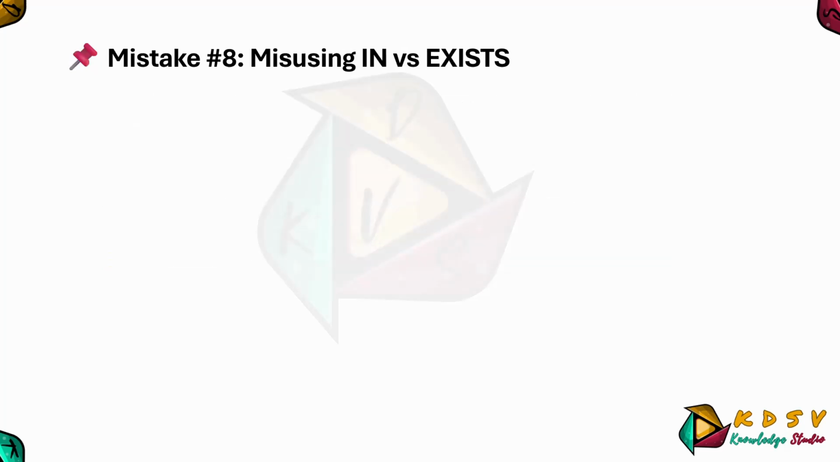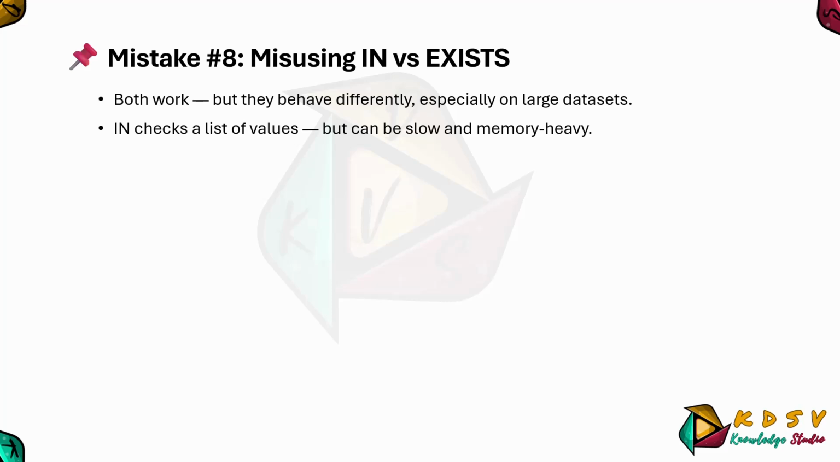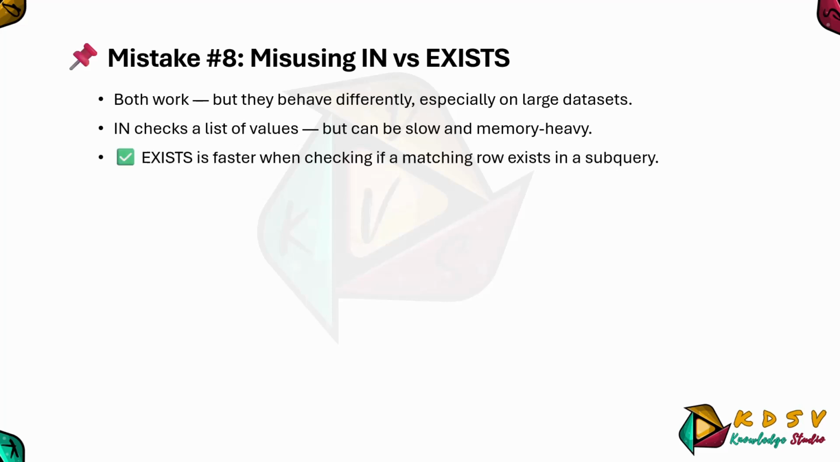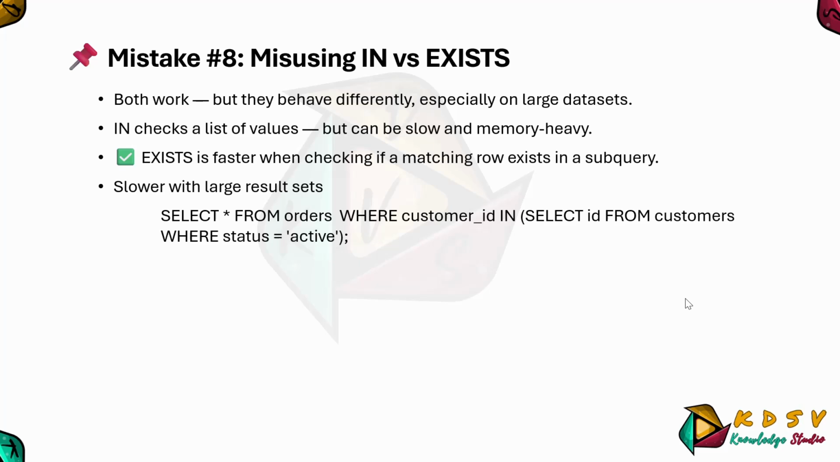Mistake number 8: misusing IN versus EXISTS. Both work, but they behave differently, specifically on large data sets. IN checks a list of values, but can be slow and memory heavy. EXISTS is faster when checking for a match. IN with a subquery is slower with large result sets. For example: SELECT * FROM orders WHERE customer_id IN, using a SELECT statement in the subquery: SELECT customer_id FROM customers WHERE status = 'active'.